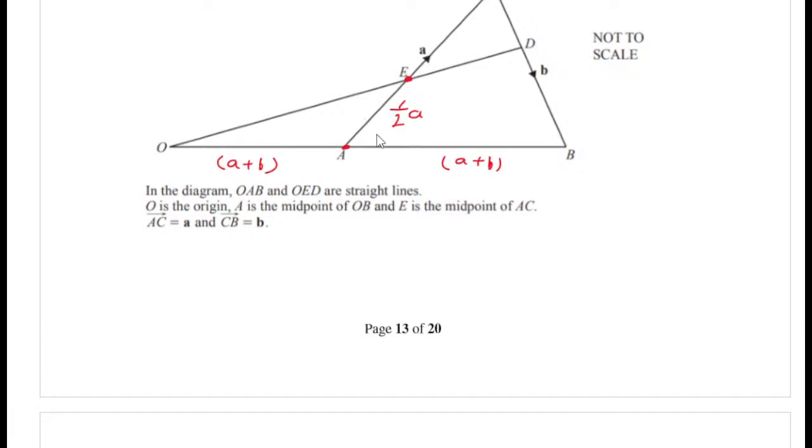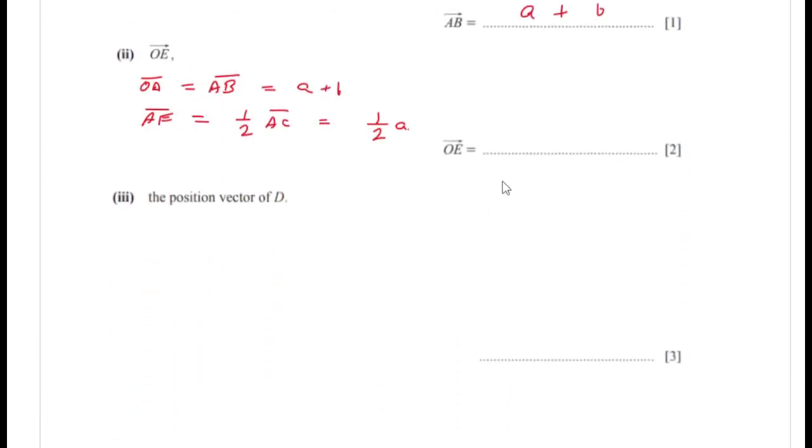So if you wanted to work out OE, OE is nothing but OA plus AE. Now OA plus AE is what? a plus b plus half of a. So I have OE as a plus b plus half of a. So it is 3 divided by 2 times a, plus b. Okay.